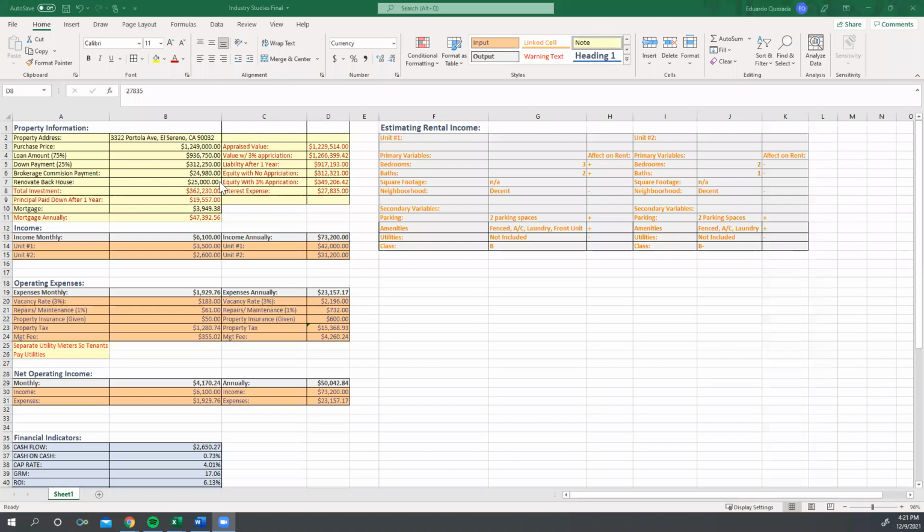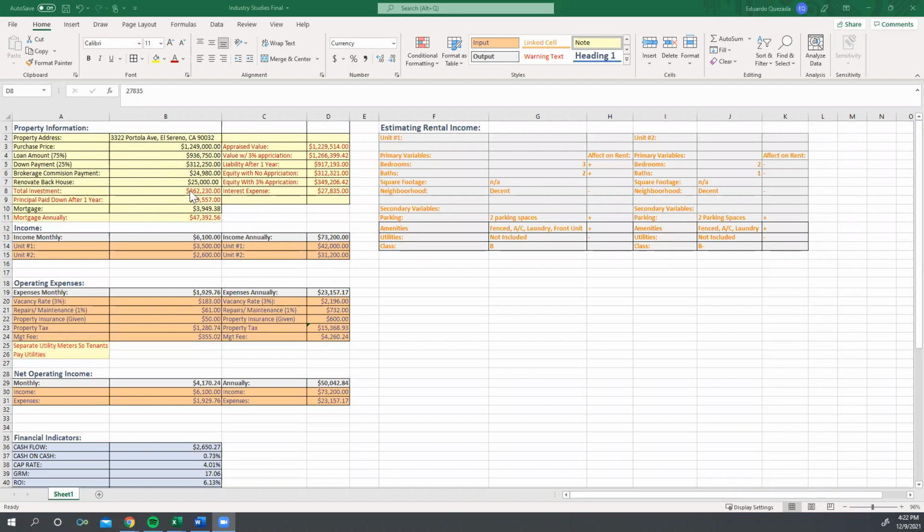All right, so this is going to be my presentation for my industry studies final. This is going to be my Excel sheet here. On the upper left corner is going to be generic information regarding the property and the values that we were kind of asked to find on the assignment sheet. So pretty generic information here is just the property address, the purchase price, the loan amount, down payment.